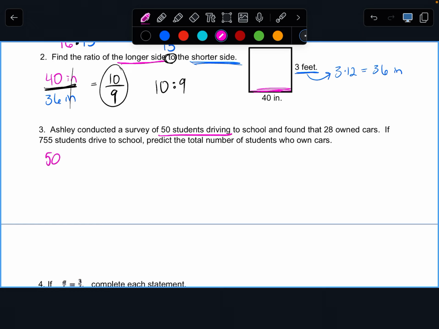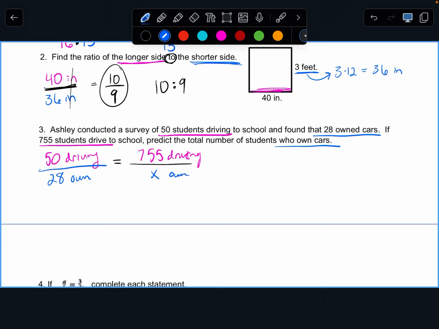I'll just say driving, how about 50 driving to 28 owning cars, right? So 28 own. And then this is proportional, so we do the equal sign. It's proportional to the 755 driving. Make sure it's in the right spot, because they are not talking about owning cars. They're saying the students are driving. So make sure you put the 755 driving on the numerator, and then predict the one who owns, so this would be x own.